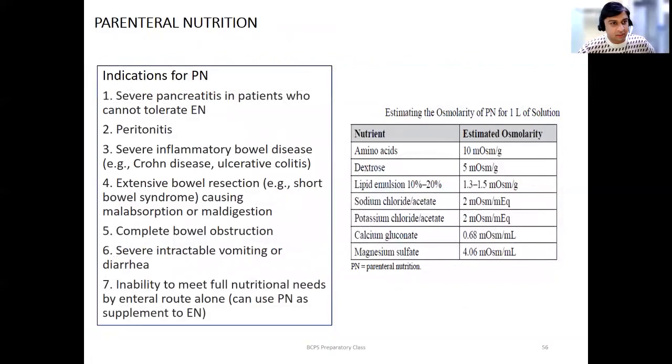So now we have our last topic, which is parenteral nutrition. What are the indications of parenteral nutrition? If the patient has severe pancreatitis, peritonitis, severe inflammatory bowel disease, extensive bowel resection, complete bowel obstruction, severe intractable vomiting or diarrhea, or inability to meet the full nutrition needs. When we look at the ASPEN guidelines, they suggest if the patient cannot take 70% of their recommended caloric intake, they should be supplemented with parenteral nutrition.